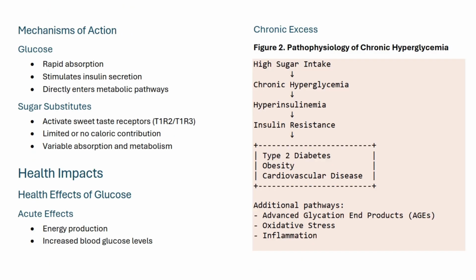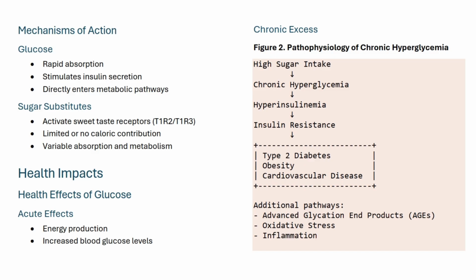The mechanisms of action for glucose and sugar substitutes reveal distinct pathways and health implications. Glucose is rapidly absorbed, stimulates insulin secretion, and directly enters metabolic pathways, leading to immediate energy production and increased blood glucose levels. However, chronic excess intake of glucose can result in a cascade of health issues, including chronic hyperglycemia, hyperinsulinemia, and insulin resistance, which are significant risk factors for type 2 diabetes, obesity, and cardiovascular disease.